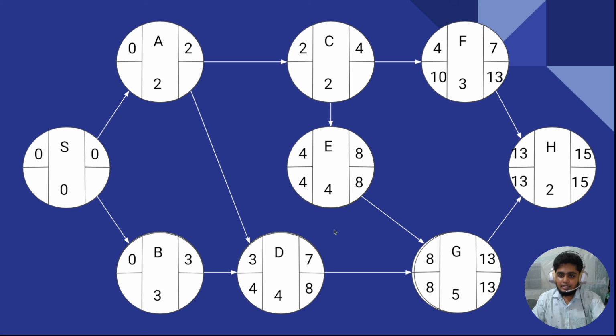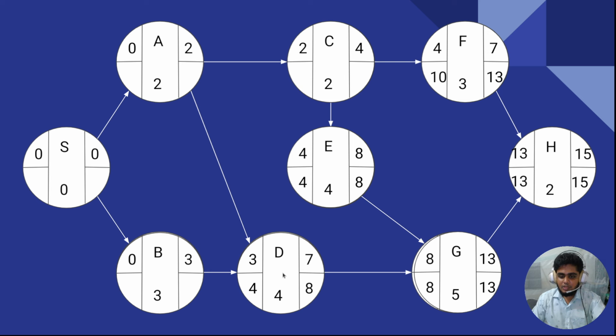So how can I calculate this? Just subtract it. 8 minus 4 is equal to 4. Okay, we just completed 4 activities: D, E, G and H. Can I complete activity B? Yeah, I can complete activity B.